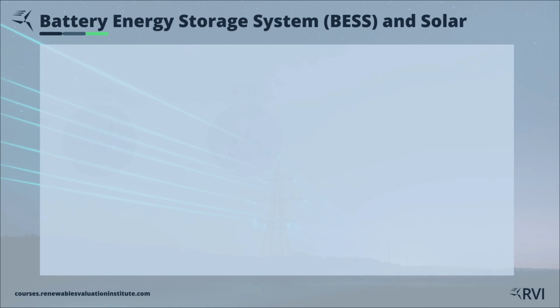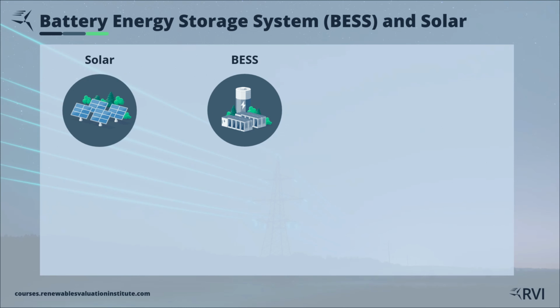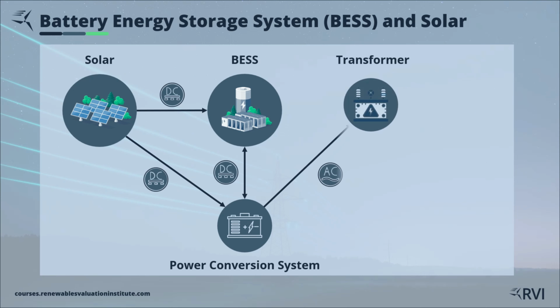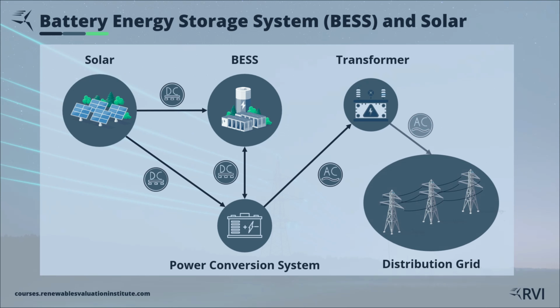Finally, let's look at how a battery pairs with a solar plant. Solar panels generate DC power, which can take two paths. It can go straight into the battery for storage, or it can be sent through the power conversion system to be turned into AC and exported to the grid right away. Later, the process can reverse. The battery discharges its stored DC energy and the power conversion system converts it back to grid synchronized AC, sending it through a transformer into the distribution grid.